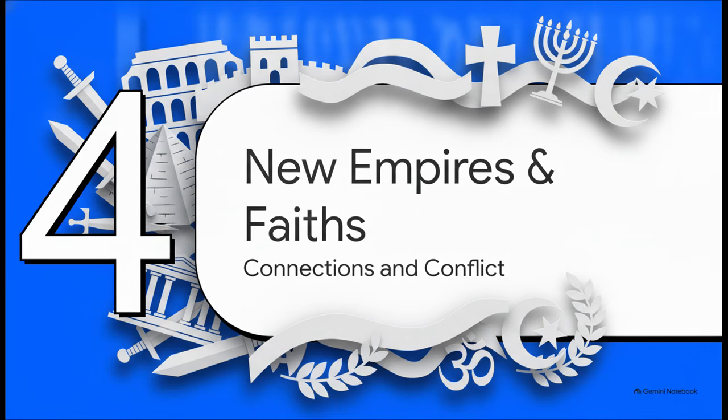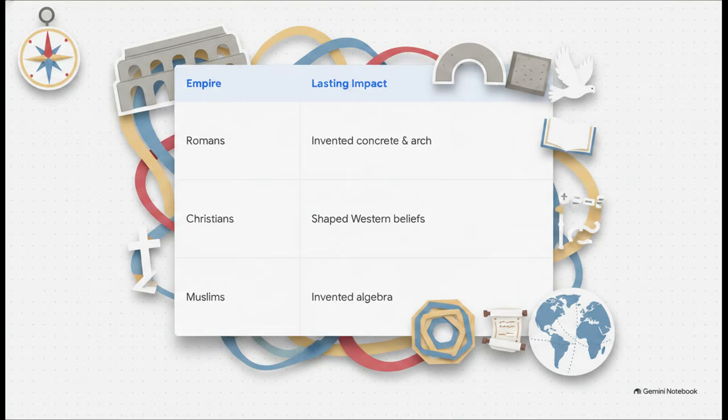Finally, we hit Unit 4, New Empires and Faiths. This one is all about connections and conflict. Okay, so the innovations from these growing empires, they literally built the modern world we live in today. In this unit, we track the causes and effects of human interaction, how trade, diplomacy, and war took these isolated societies and connected them into a giant global network. The Romans invented concrete and mastered the architectural arch, permanently changing how we build our cities. Early Christians helped shape the core religious beliefs of the West, and the Islamic civilizations spread their faith while simultaneously giving us algebra. These interactions completely shaped the cultural and intellectual developments of the modern era.